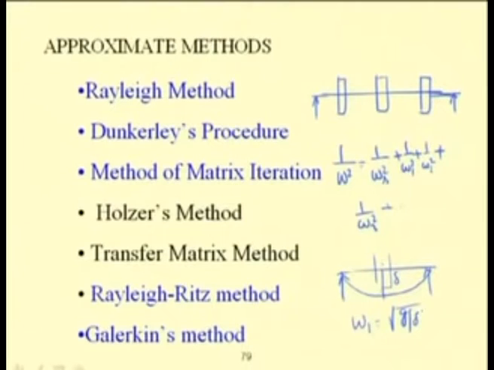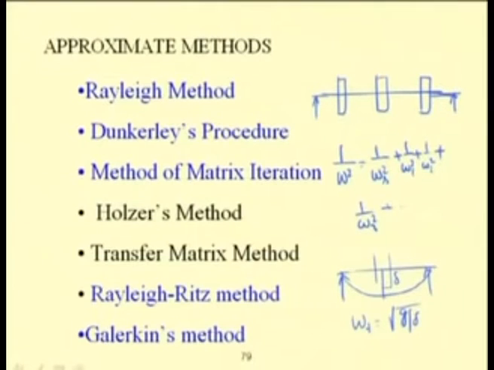So, by knowing this delta, that is the deflection of the system due to this mass, one can find the natural frequency of the system. So, this is the Dunkerley procedure. Similarly, one may use the matrix iteration method, Holzer method, transfer matrix method, Rayleigh method and Galerkin method to approximately find the natural frequencies of the systems.